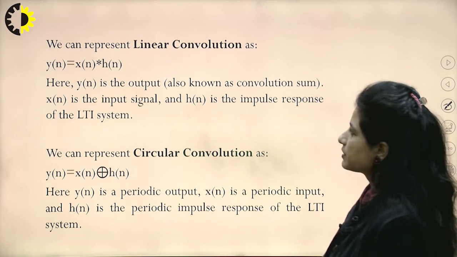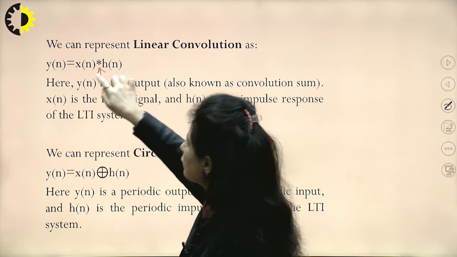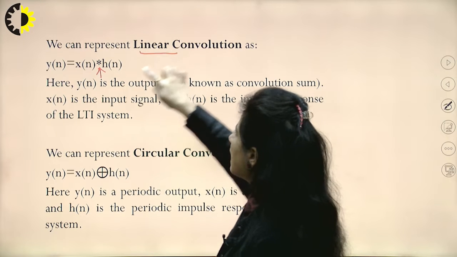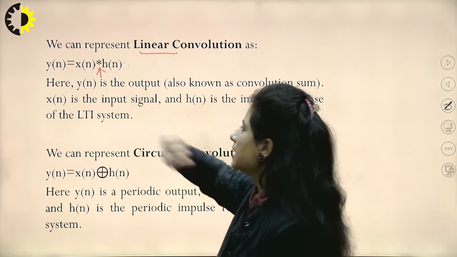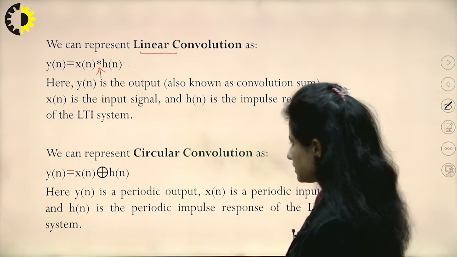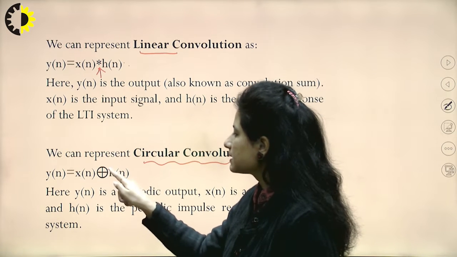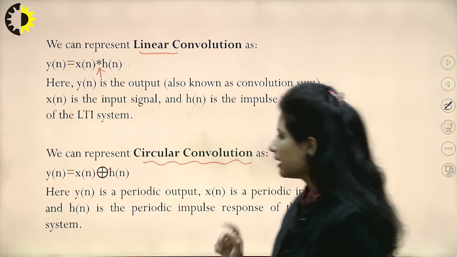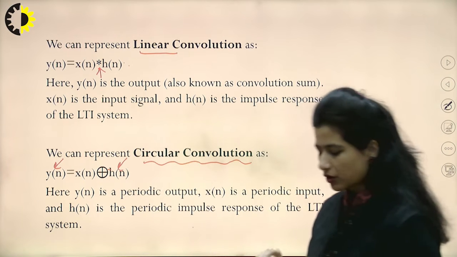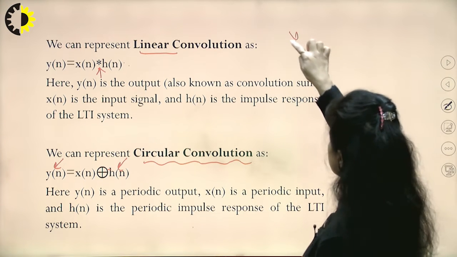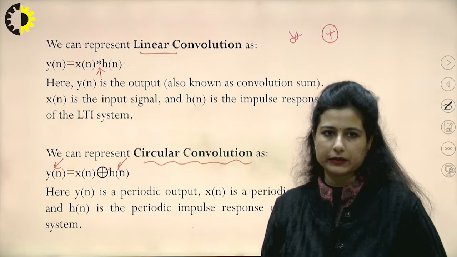Secondly, another difference between linear and circular convolution is how we represent it. When I have to convolve two signals linearly, I use the star symbol, where y(n) is the output, x(n) is the input, and h(n) is the transfer function of an LTI system. When I have to represent circular convolution, I use a plus sign encircled by a ring. Again, y(n) is the output, x(n) is the input, and h(n) is the transfer function of the system. So the basic difference in representation is the star and the plus encircled by a ring.